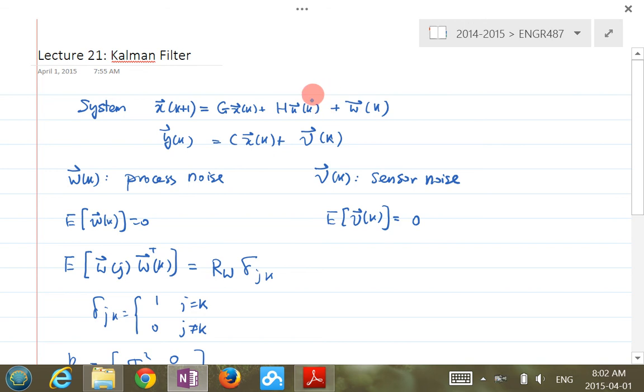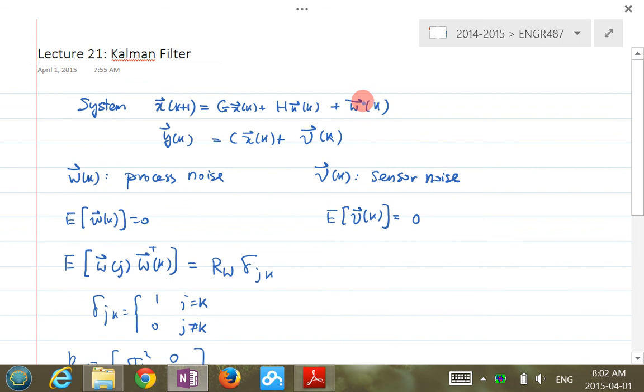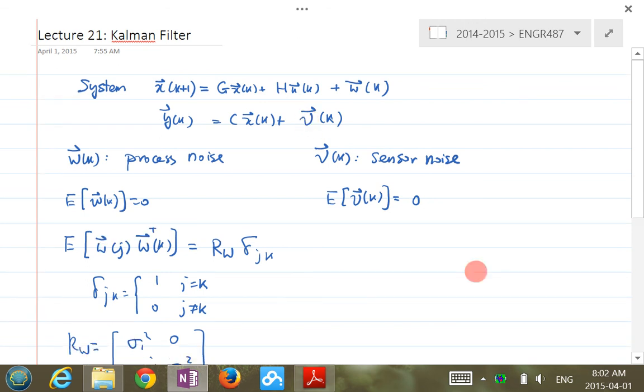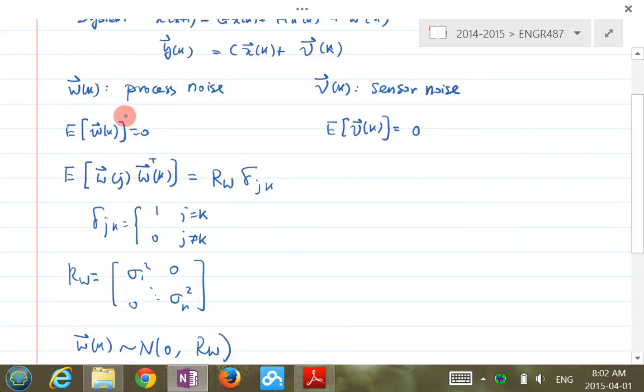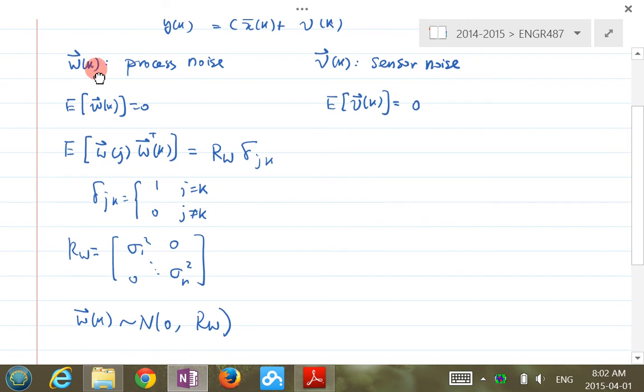So here's a system, a linear system. The difference now is that the system is contaminated with the process noise W, and is also contaminated with the sensor noise V. Both the process noise and the sensor noise are Gaussian noise with a mean of 0. And W of k is a vector, so it's a random vector.